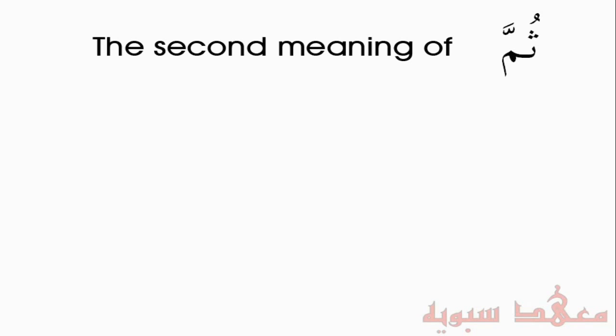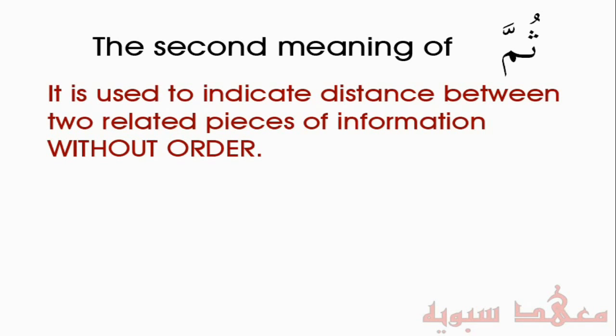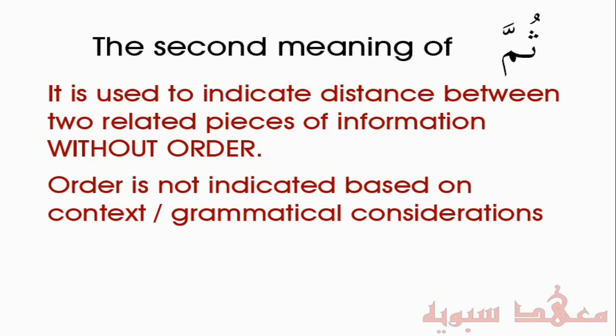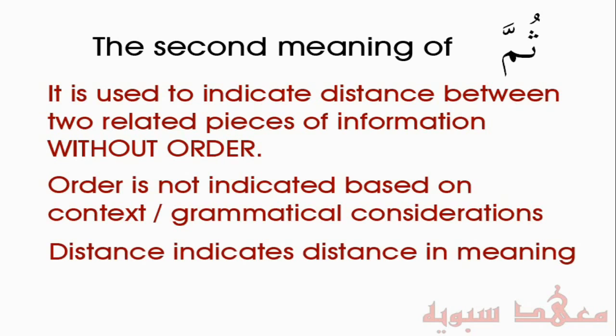So inshallah we're going to be going through the second meaning of Thumma in this video. So the second meaning we're going to be talking about is Thumma being used to indicate distance. Distance between two pieces of information without order. So this differs in that it doesn't indicate order. Order is not indicated based on the context and grammatical considerations. And here distance indicates distance in meaning. And we'll explain what this means in the upcoming example, inshallah.